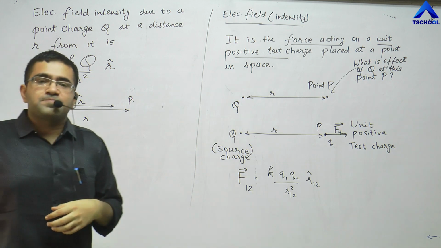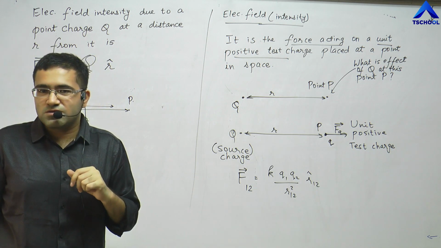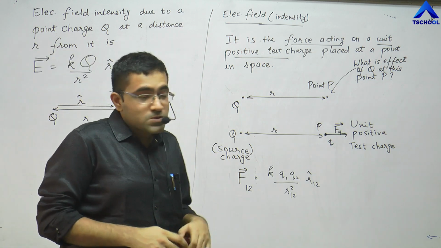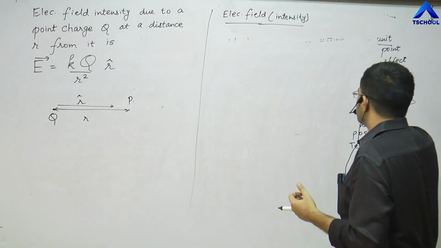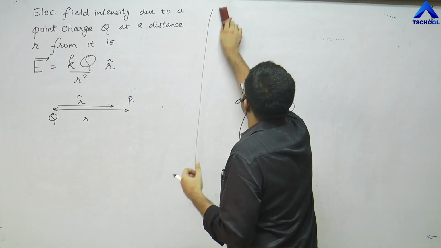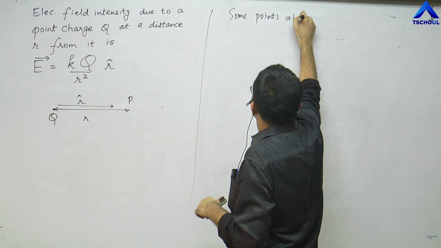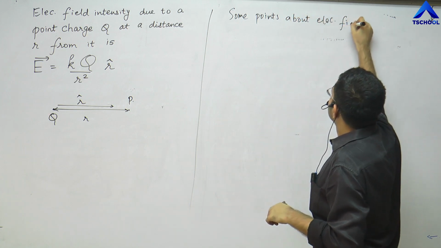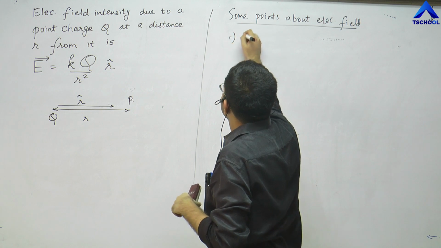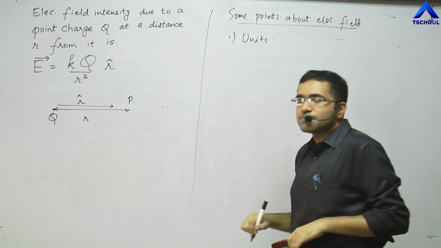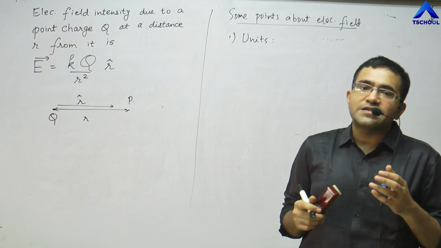Now we're going to talk about a few properties of the electric field, like its units and all that. First of all, we're going to start with the units, which is actually very simple to understand. So first of all, units, like I said. What are its units? It's very easy to understand what the units are if you have a look at its definition.